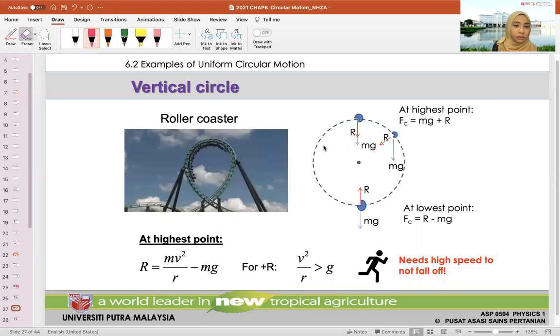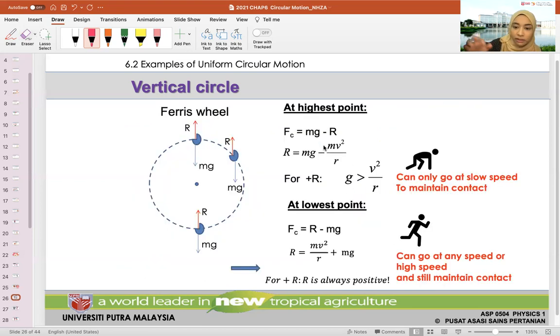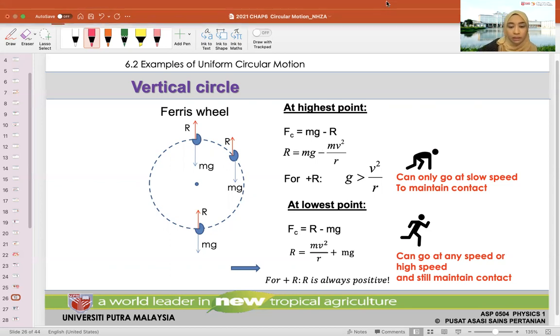And then we have the roller coaster. Okay, wait, do we have any questions about the Ferris wheel? Semua faham tak what's going on here? Doktor, nak tanya. Kalau yang circular motion horizontal ni, kalau kat bahagian kiri dengan kanan tu macam mana, dia positif ke atau negatif yang R dengan mg tu kalau kiri dengan kanan position dia?